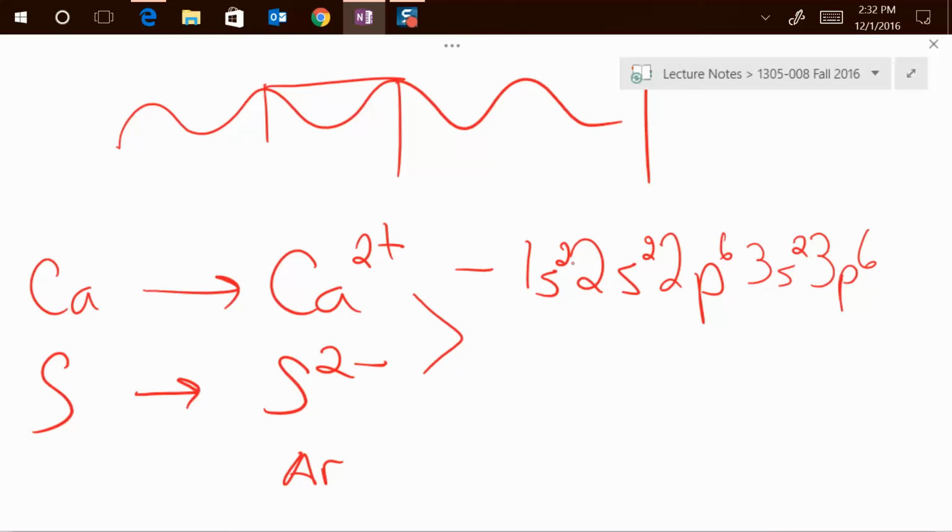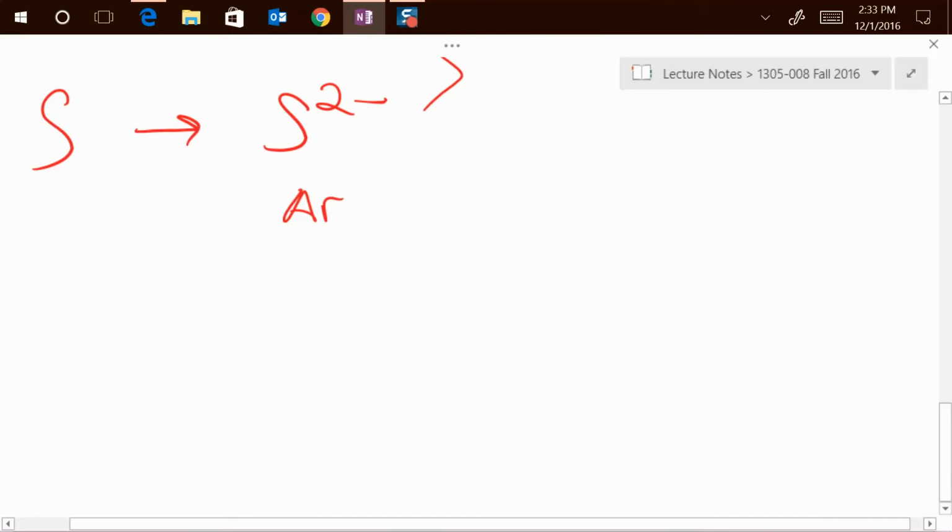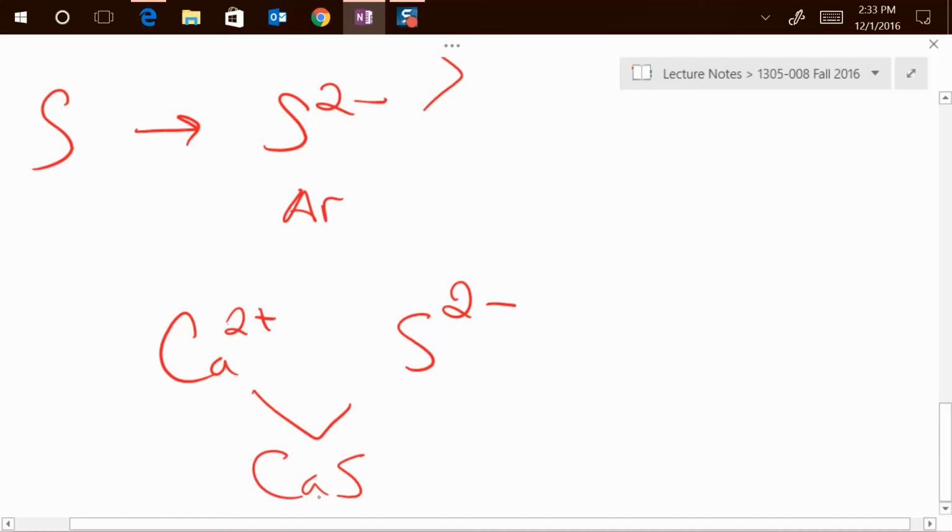Why else do I want to know how to predict charges of metals or nonmetals? Because I want to be able to make formulas. Calcium, 2 plus. S, 2 minus. They're going to come together as calcium sulfide. So if I said, what is the formula for calcium sulfide? You would have to say Ca2 plus, S2 minus, CaS.